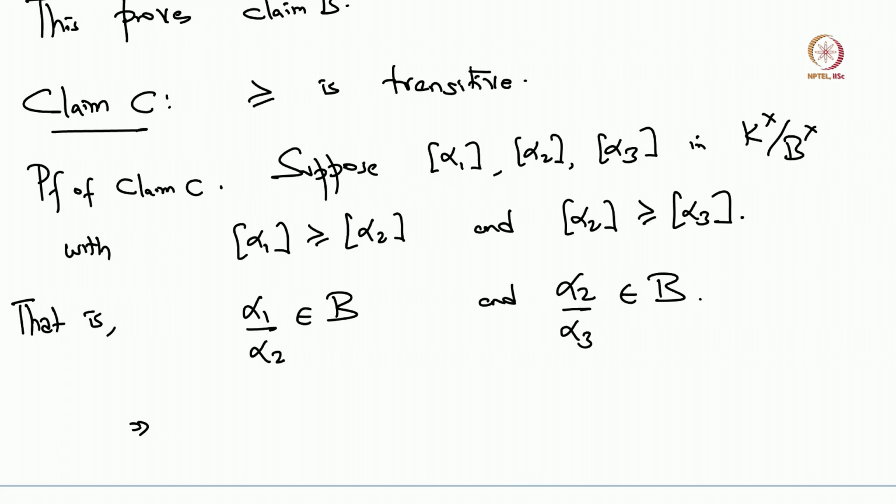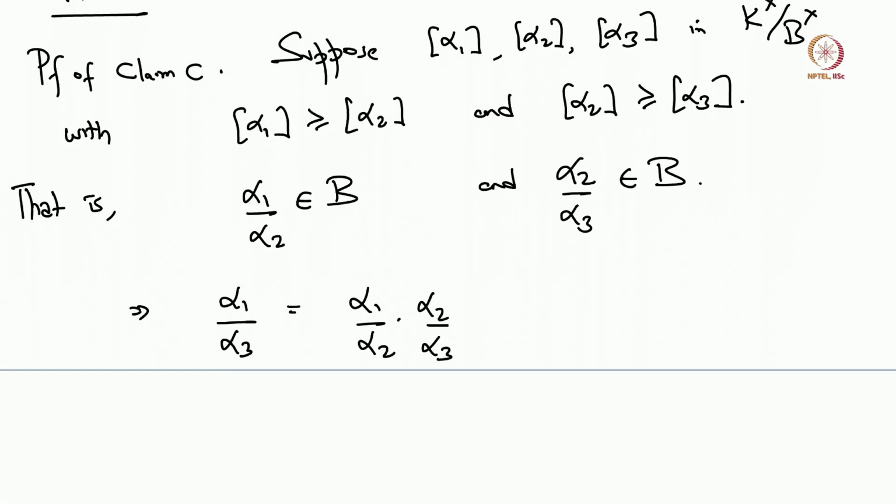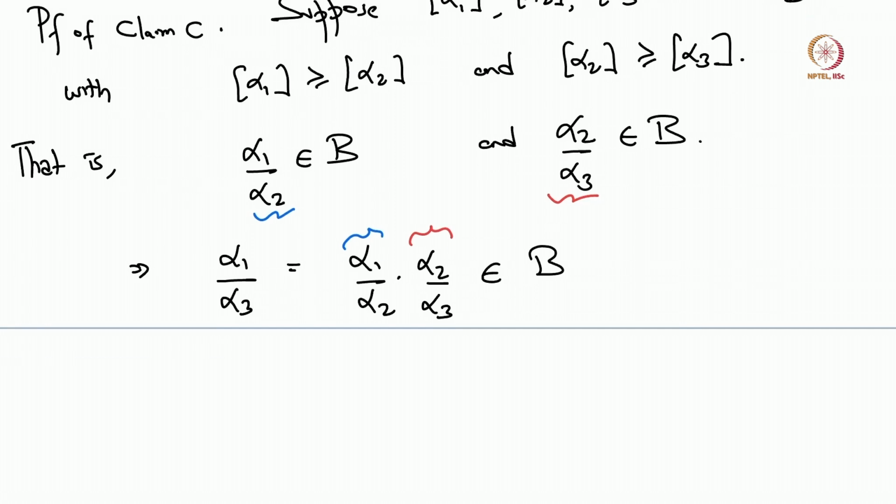Okay, and so now if you look at the ratio alpha 1 over alpha 3, and you just divide and multiply by alpha 2, you get alpha 1 over alpha 2 times alpha 2 over alpha 3. But the first term of this product, alpha 1 over alpha 2, belongs to B, and the second term, alpha 2 over alpha 3, also belongs to B. So you're multiplying two elements in B, so the product also belongs to B, since B is a ring and closed under multiplication. So we have that alpha 1 over alpha 3 belongs to B, and by this definition it means that square bracket alpha 1 is larger than or equal to square bracket alpha 3.